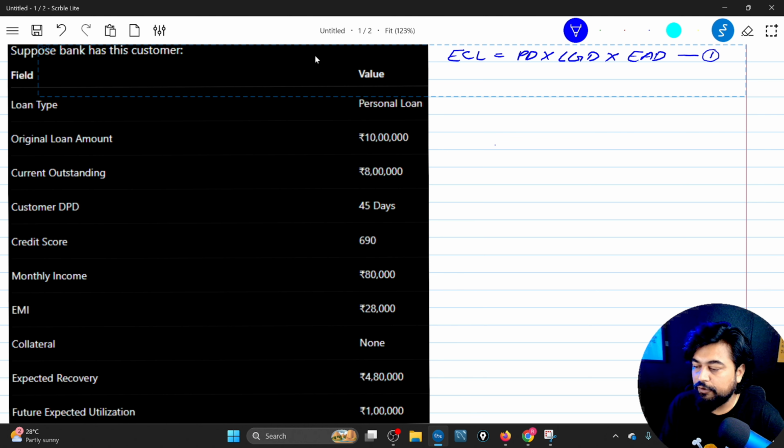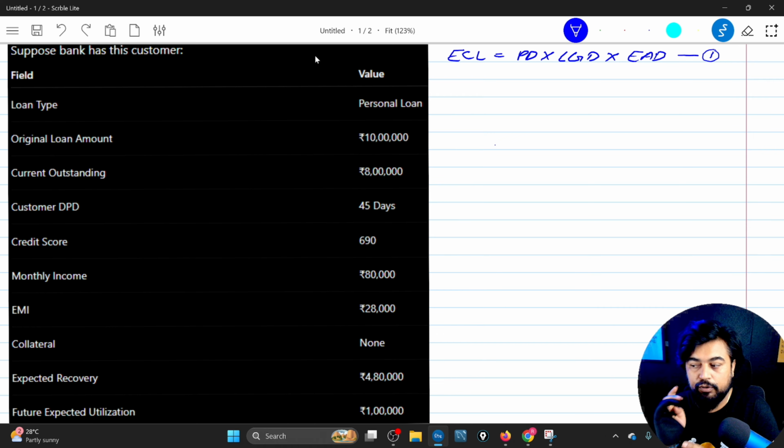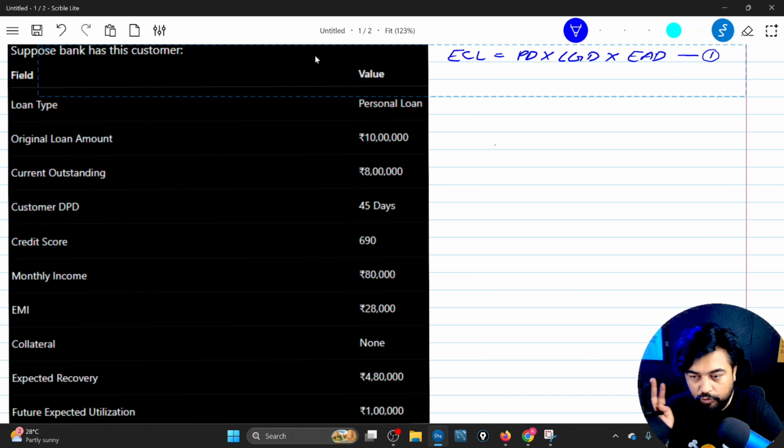Now let's take this example where you can see so many things. Loan type is there. So all these are variables, right? In the data, I'm just taking the example of one customer, but you can have like 10 or 20 million customers, whatever number of customers. So let's talk about the important variables. I have taken the fields as columns. So loan type, then the origination loan amount, the original loan amount which is taken, then current outstanding, then customer DPD. DPD stands for days past due. Then the credit score of the customer, monthly income of the customer, what EMI the customer is paying, then collateral, what collateral he has given, if there is any or none. Then we talk about the expected recovery, because every month he's paying the EMI, so there is a recovery happening, and in the last we have the future expected utilization by the customer.